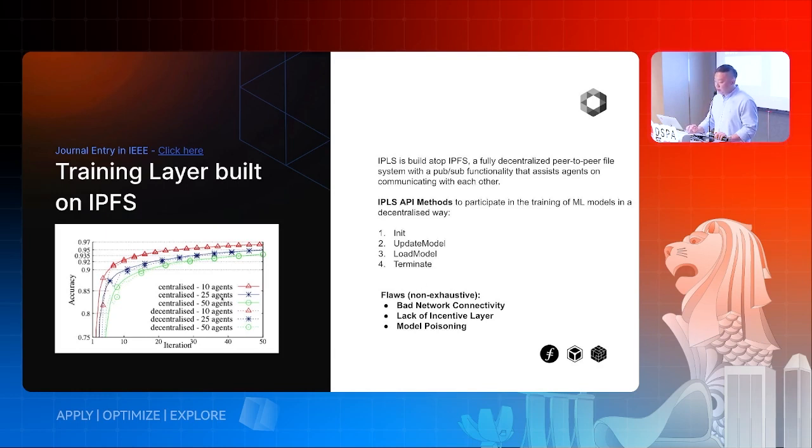Before I talk about the flaws, you can see that the decentralized setup of the 50 agents, the one with the circular dots, is actually not performing as well as the one with a centralized agent. So even with data sovereignty, where you can solve issues like that, there's still this issue of not being performant because of certain network conditions, and certain people sabotaging the training of the model. Some of the flaws include bad network connectivity, the lack of an incentive layer, so not many people will want to join the training, and the final one, model poisoning.